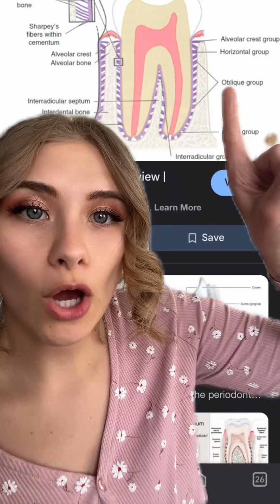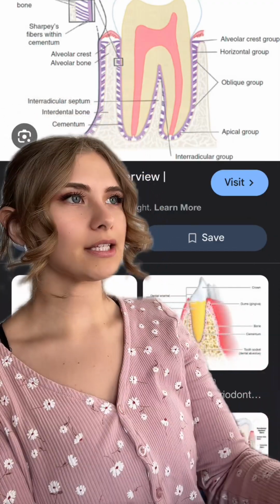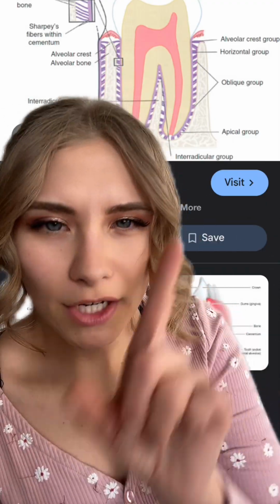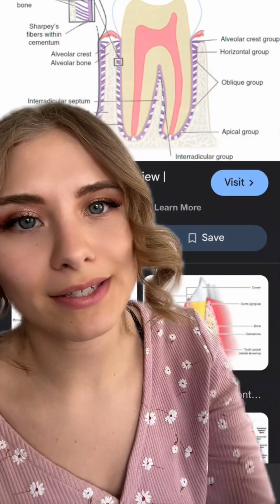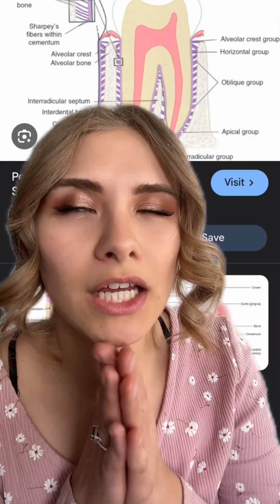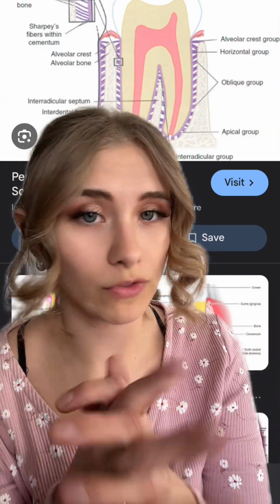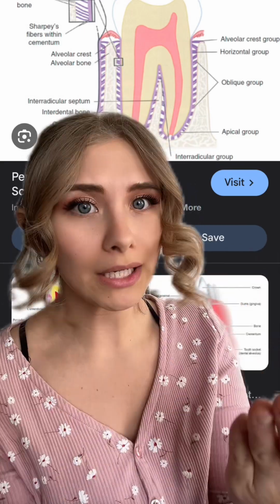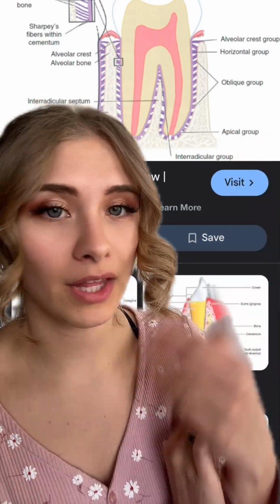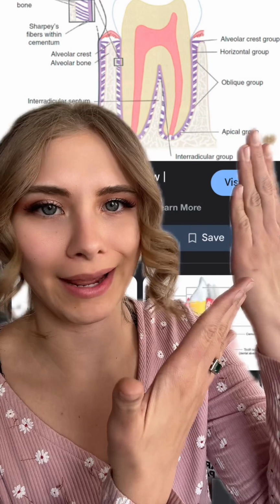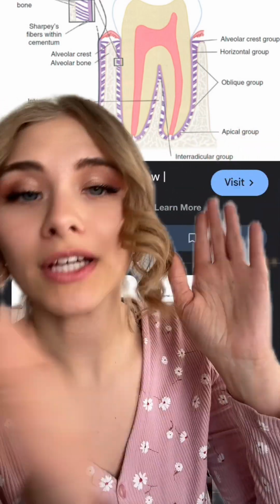Think about that. Then you have the oblique group. It's going to say oblique, but know that it is the most numerous, and it is going oblique. This is the main support of the tooth. So if there's a question about mobility, it's going to be this oblique group, where there's damage to that. Then you have the apical group. Apical, it's in the name. It's going to be right at the apex of the root.